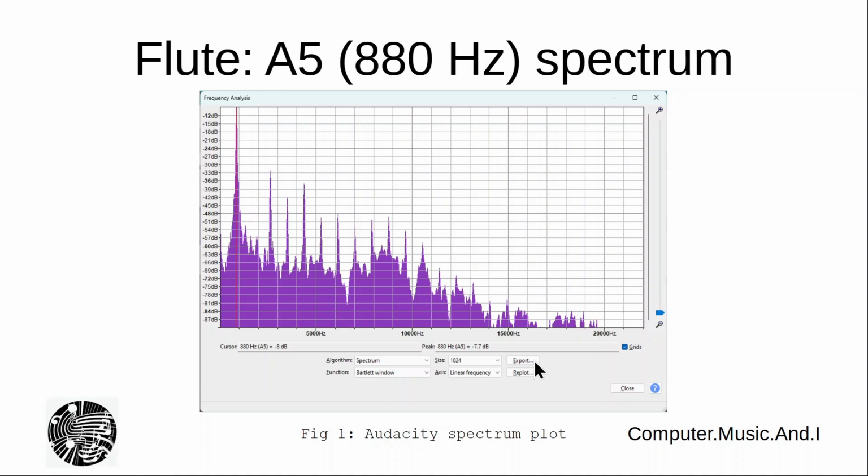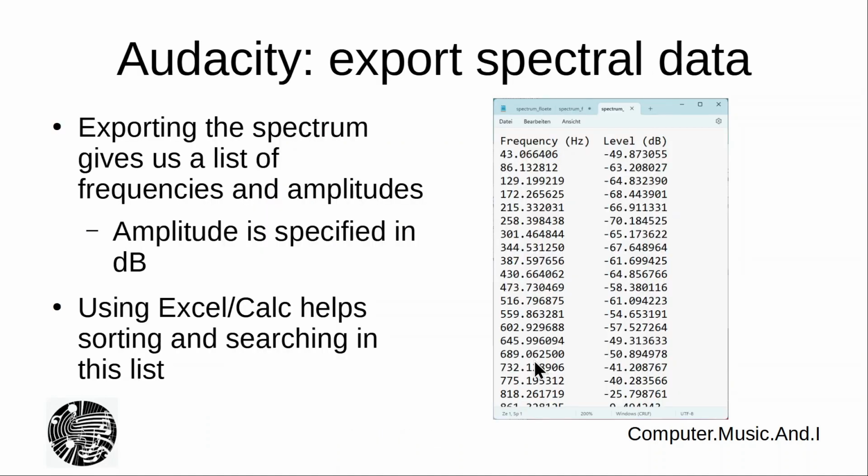As you can see here, we are exporting it, and what we are getting is basically just a list of frequencies and volumes. So each frequency is denoted with a certain volume. The volume, the amplitude, is specified in decibels, so we have to translate it into a factor, which can be done quite easily using SuperCollider. Now, working with the data, obviously, this is a table-like structure, and just importing it into Excel or LibreOffice Calc, which I'm using, helps.